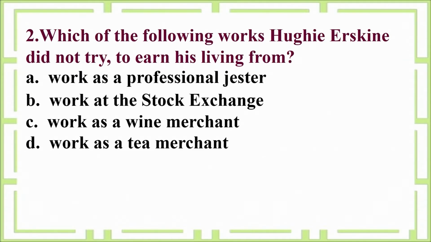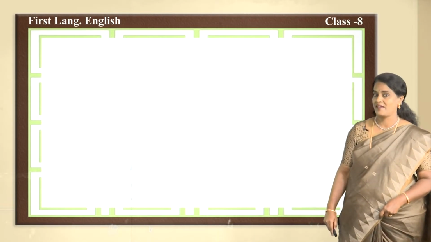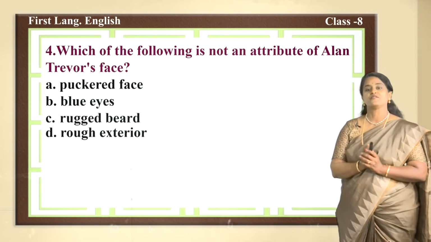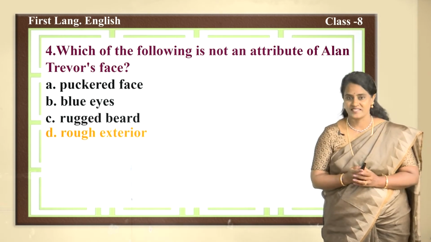Brown hairs. And the next question is, which of the following works Hughie Erskine did not try to earn his living from? The list was there. The right answer is correct. Work as a professional jester. The next question. Where was the beggar man placed in the study of Alan Trevor when he was being painted? Where was he placed? Yes, you are right. In the corner, right? In the corner of the room. And the next question. Which of the following is not an attribute of Alan Trevor's face? Read out. The correct answer is the rough exterior.